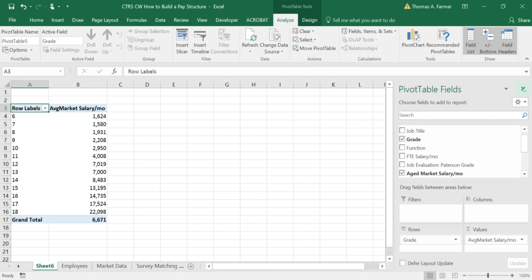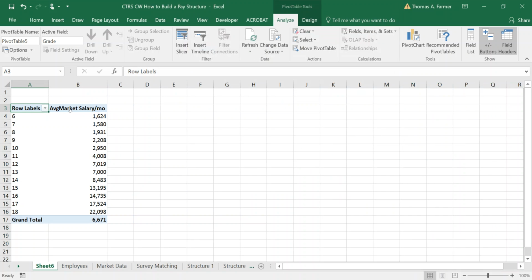So here's what I have now. I have a pivot table, which is a summary of data showing the average market value for the people in each grade. So again, these are incumbent weighted market salary values for each grade.